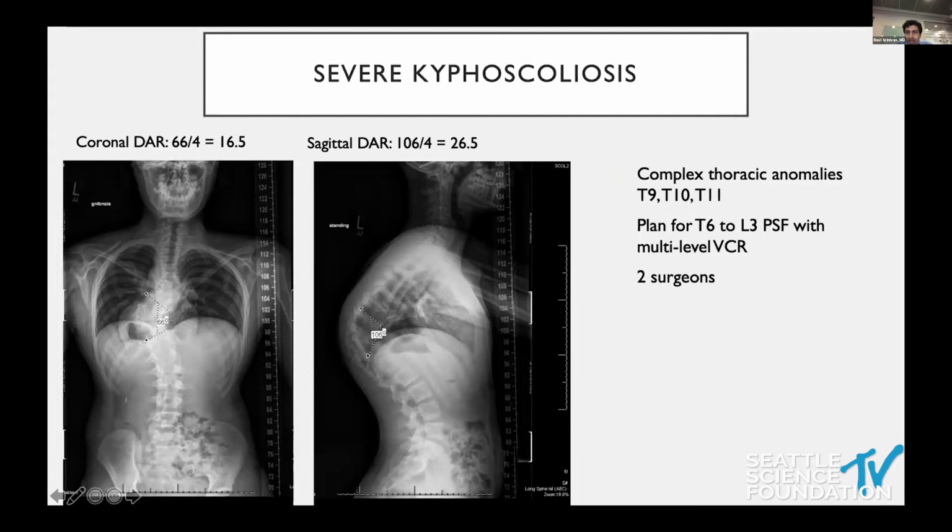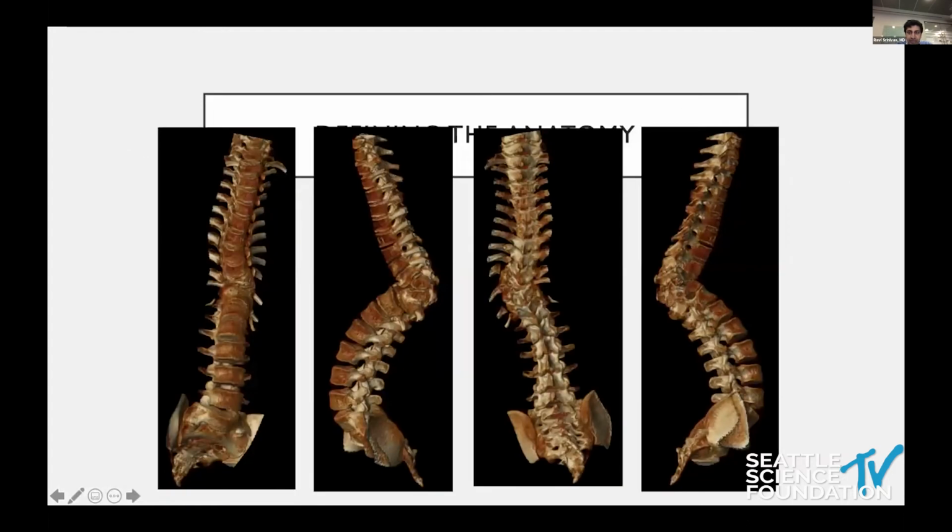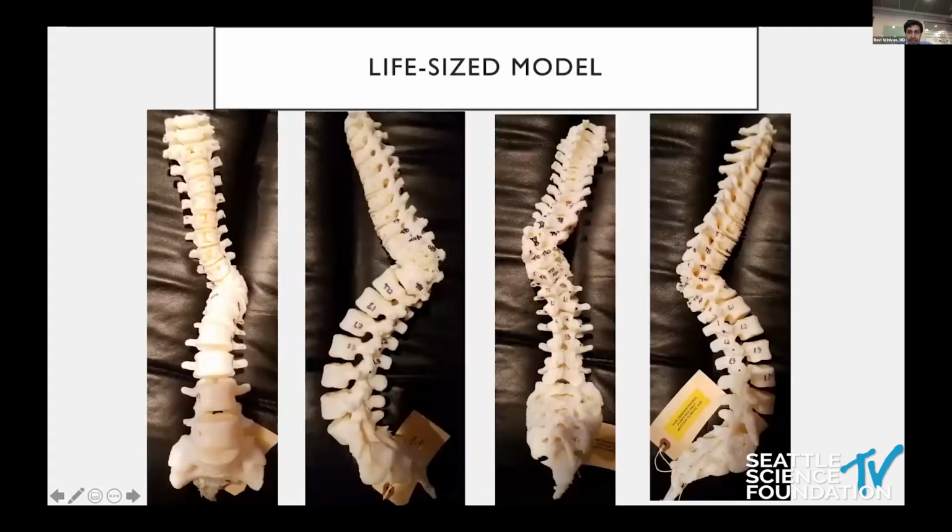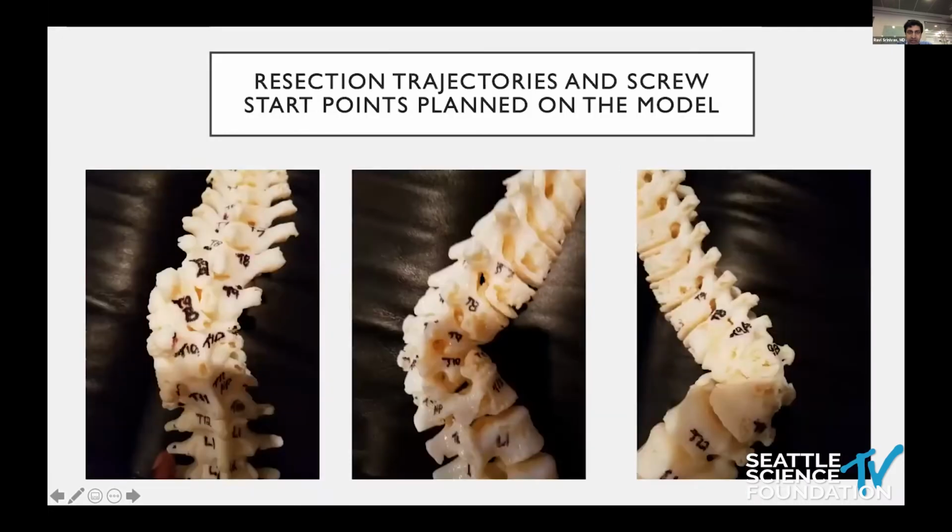And this is the plan for the surgery. You're doing a T6 to L3 posterior fusion with the VCRs in the front, T9, T10, with Dr. Metz and Dr. Bervin. The 3D reconstructions, the 3D printed model that was made to prepare for surgery, and plan the pedicle screw projections and the hardware.